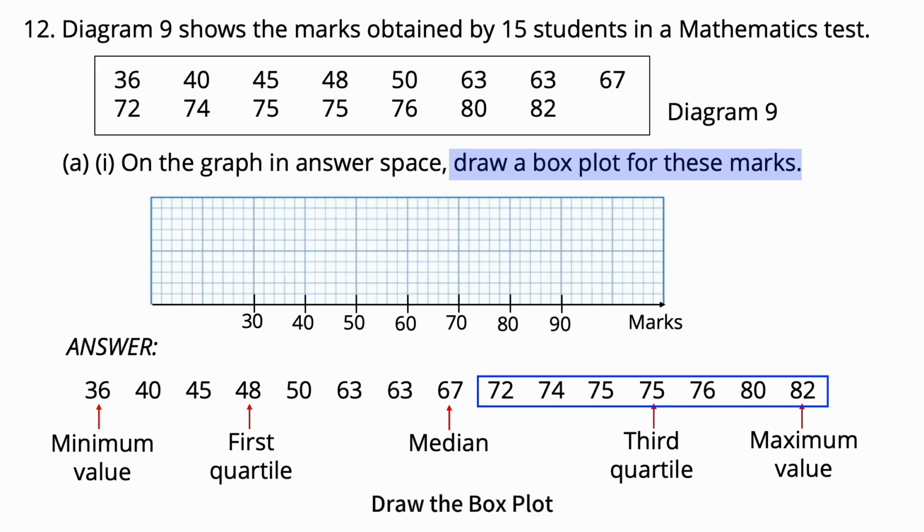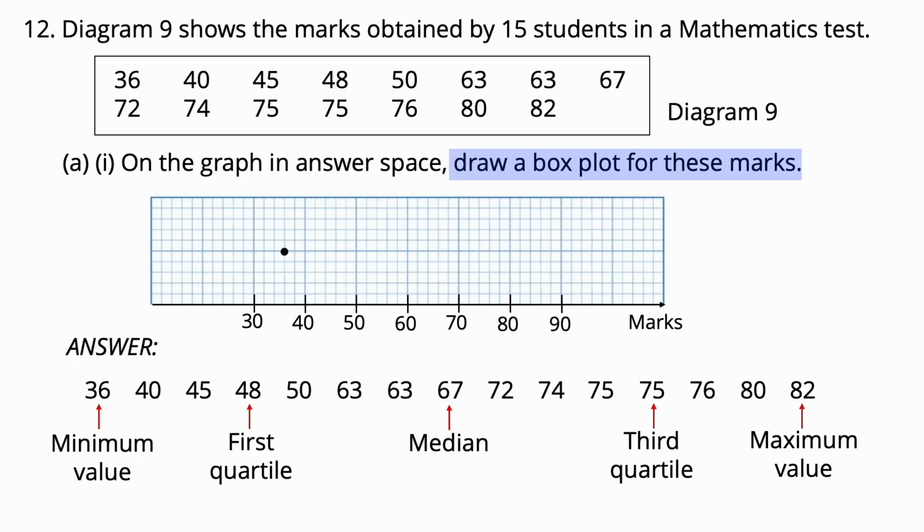Draw the box plot. Mark the 5-number summary values. The minimum value, 36. Maximum value, 82. First quartile, 48. Third quartile, 75.